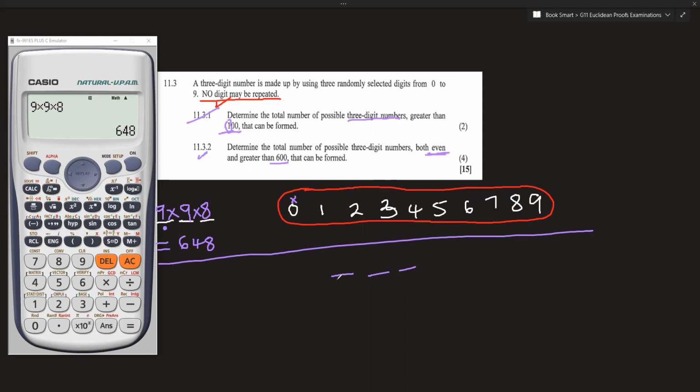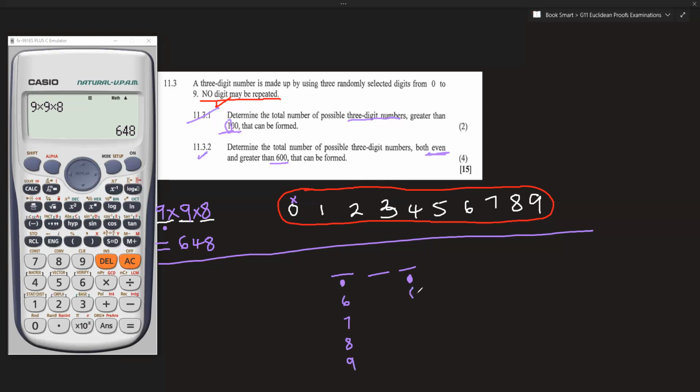So remember, I put dots where I have restriction. I have a restriction here because they say it must be bigger than 600, which means it must start with 6, 7, 8, or 9. Then it must be even, which means it must end with 0, 2, 4, 6, 8. Now I'll show you something. Here, the options that I have, I can start with a 6, a 7, an 8, then 9, right?